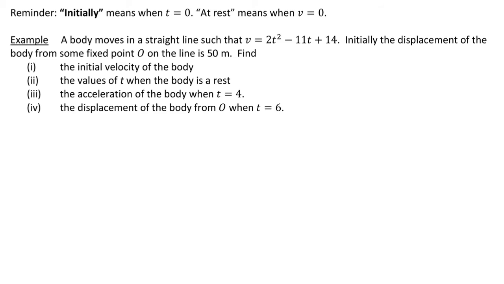Our second example then: a body moves in a straight line such that v is 2t squared minus 11t plus 14 initially. So again, we can see that means that time equals 0.